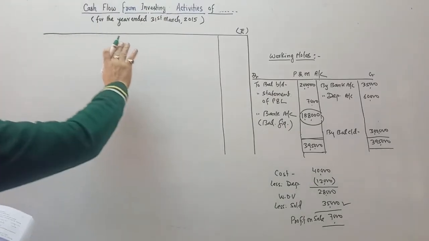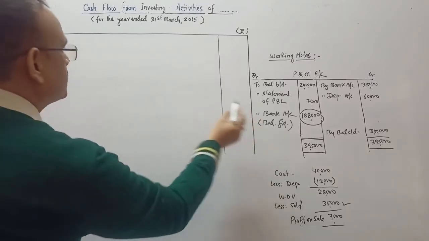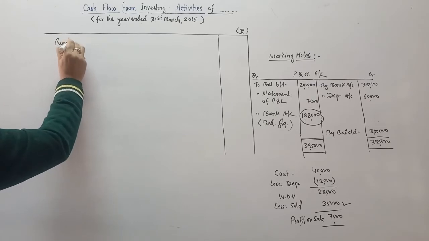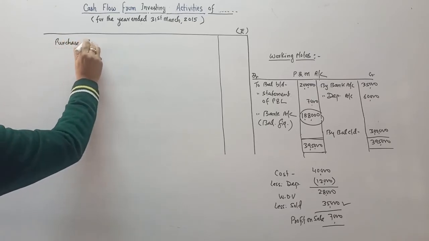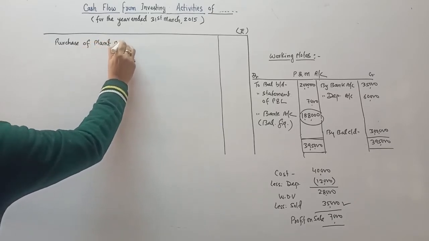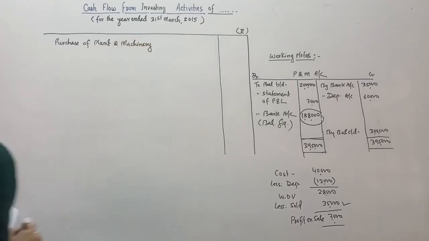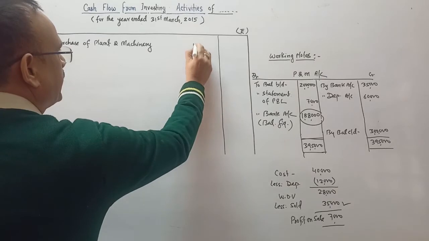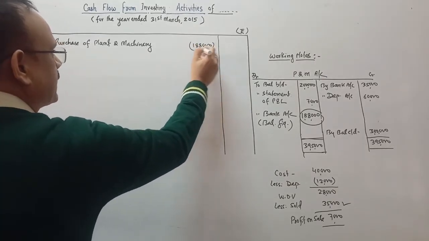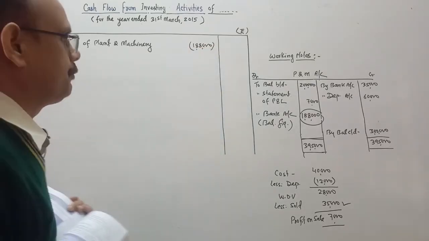So when I come to the investing activities, this is the purchase of plant and machinery. Is it clear? Purchase of plant and machinery is an outflow, 1,88,000. It is an outflow of cash and cash equivalent. When we purchase, there is an outflow of cash and cash equivalent.